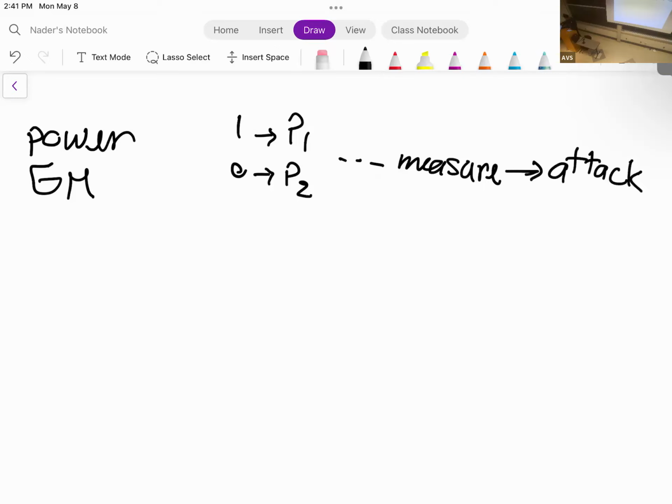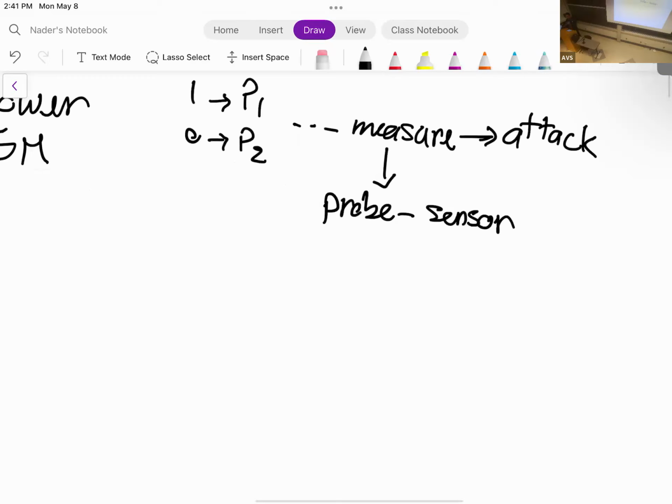How we measure this is really the question, right? You can either have a probe or a sensor nearby and measure this. This is the traditional way of attacking systems. But the two papers that we discussed just now show an alternative method of measuring this.